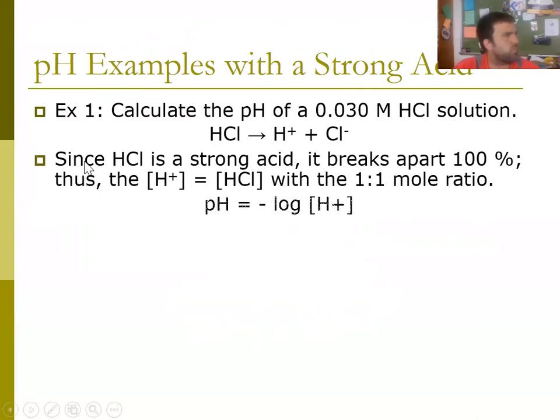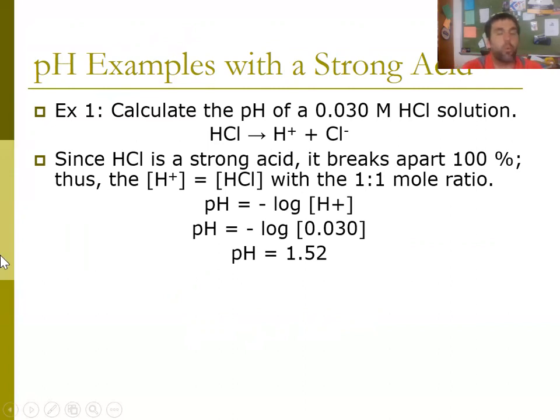So we know that pH is the negative log of H plus. That's a 1-to-1 mole ratio. pH would be equal to the negative log of 0.030, which is 1.52. So for a strong acid with a 1-to-1 mole ratio, you just take the negative log of the concentration.